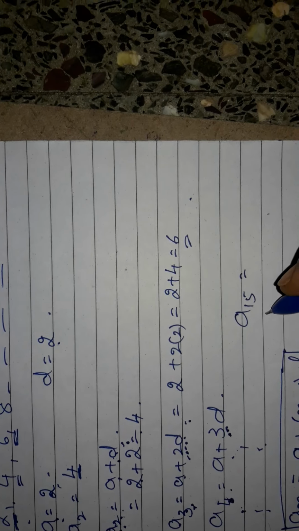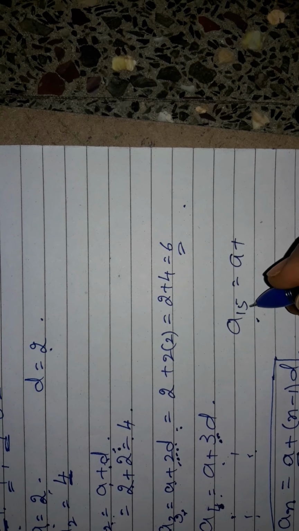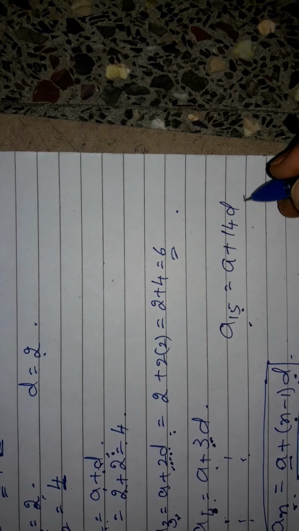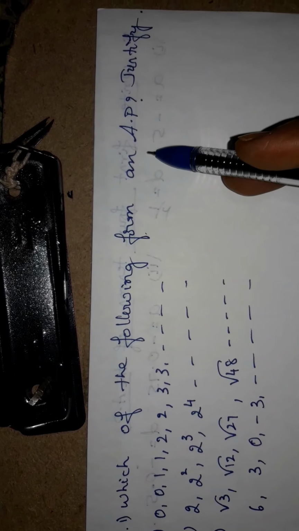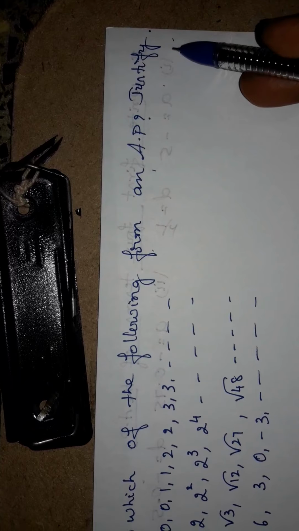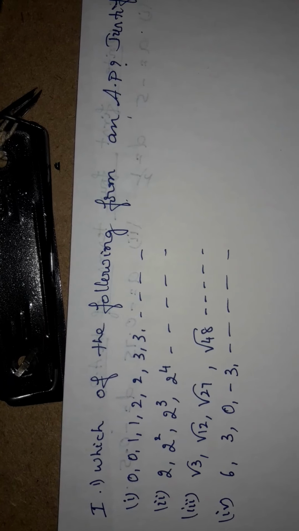If we want to find out a15, that is a plus 15 minus 1, 14d. Like this we can write it. Now I will explain you some sums related to this AP. See, first one. Which of the following form an AP? Justify. First sum, take down here.